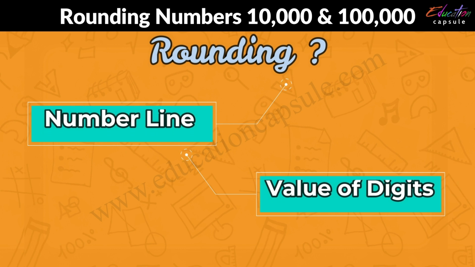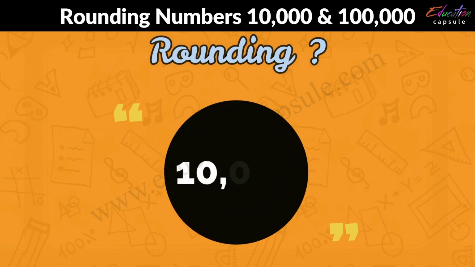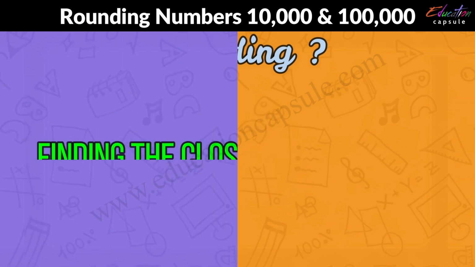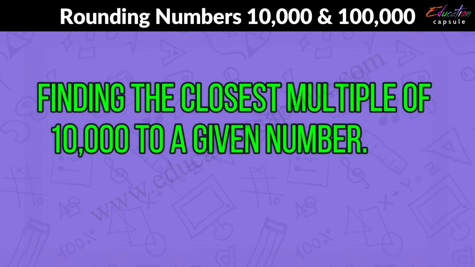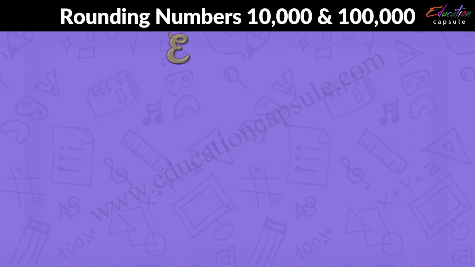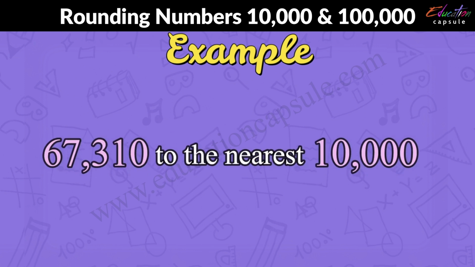First, let's learn about rounding numbers to the nearest 10,000. Rounding to the nearest 10,000 means finding the closest multiple of 10,000 to a given number. For example, let's round 67,310 to the nearest 10,000.